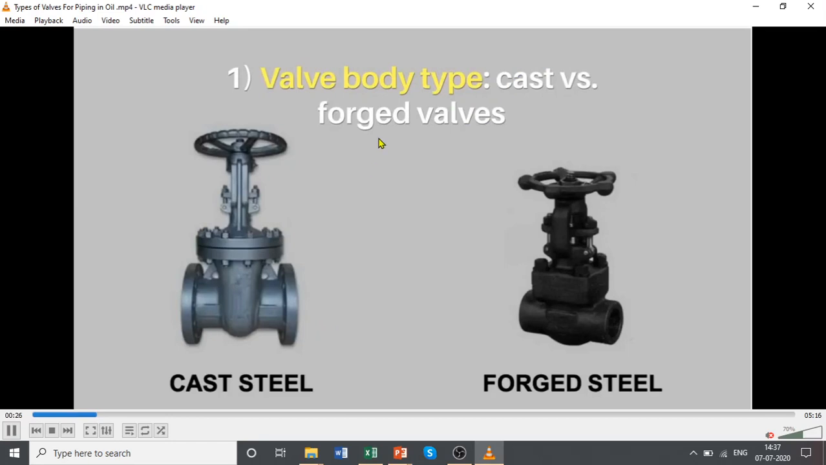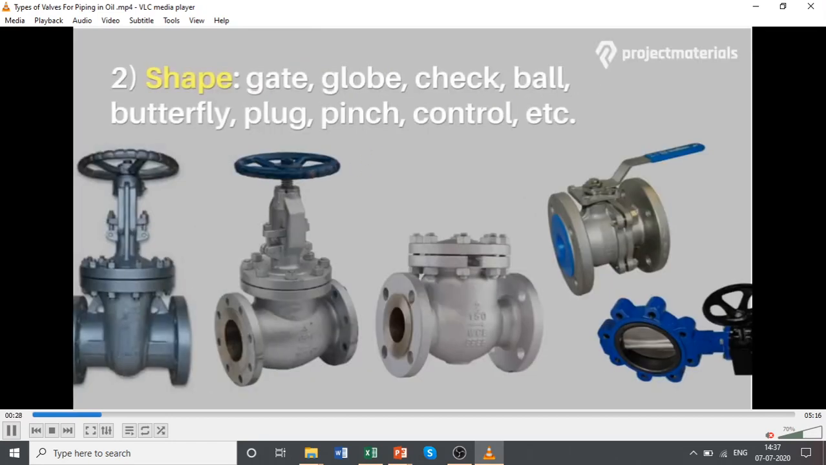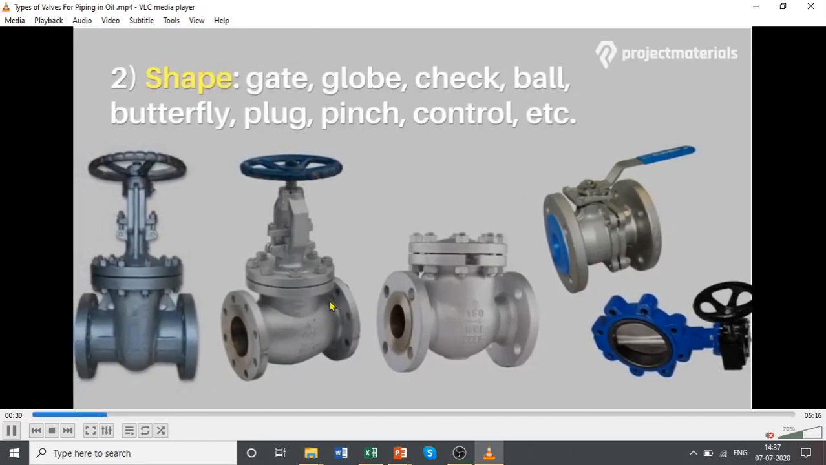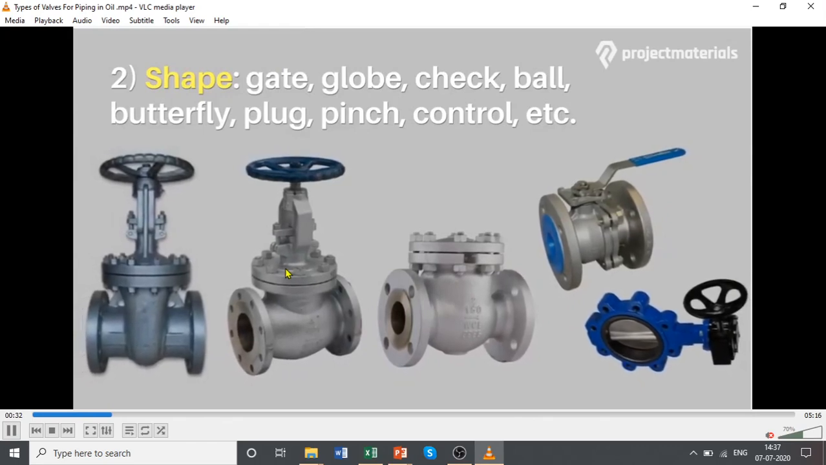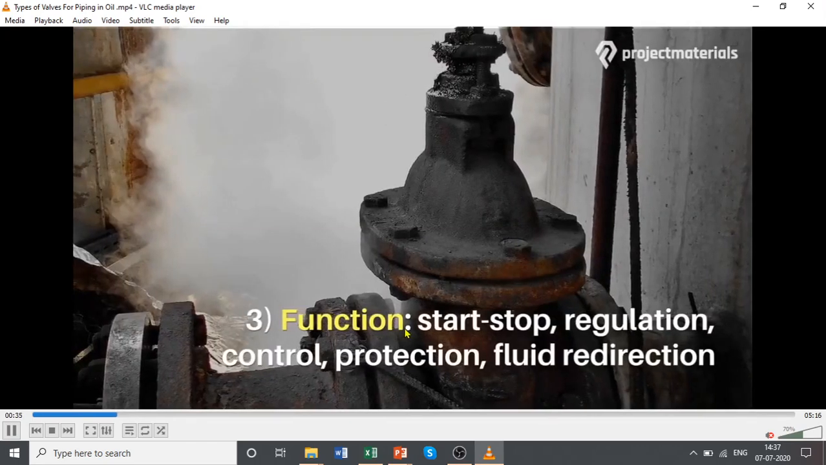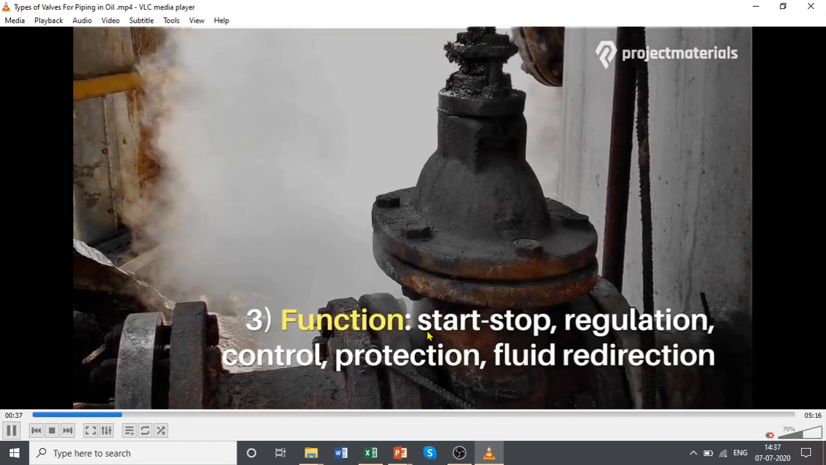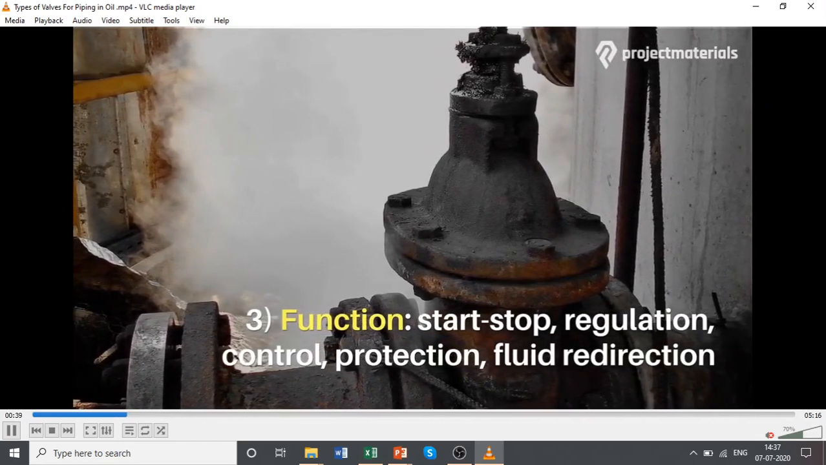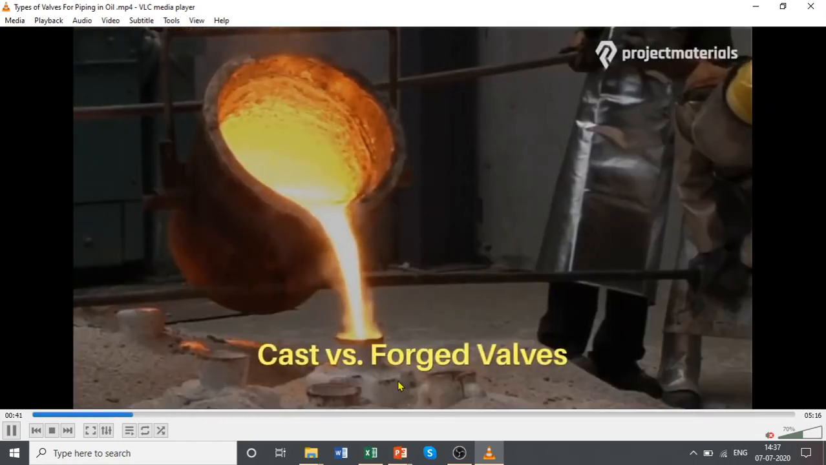So this is more mechanical construction about the valve. These are different types of valves. We'll see that in this video. And what is the function? Whether I want to start, stop, or regulate.